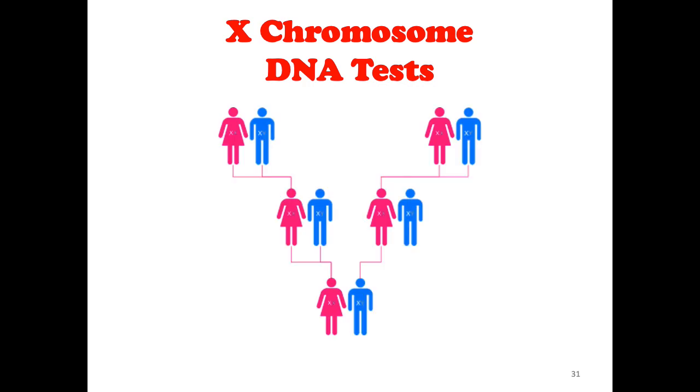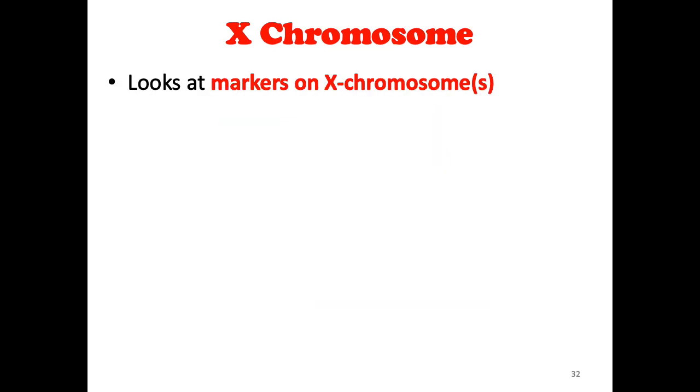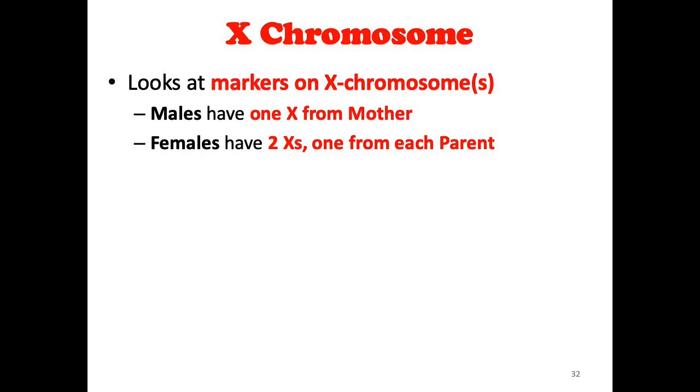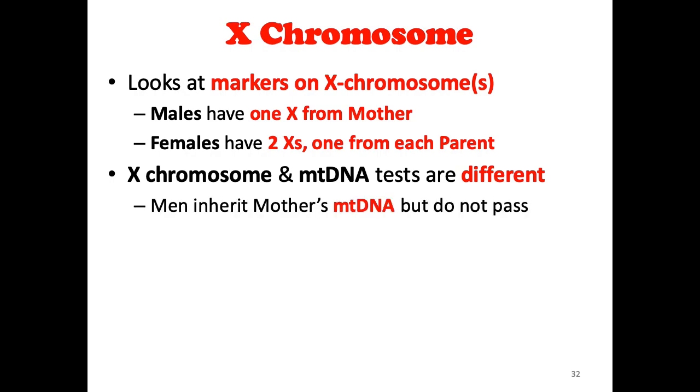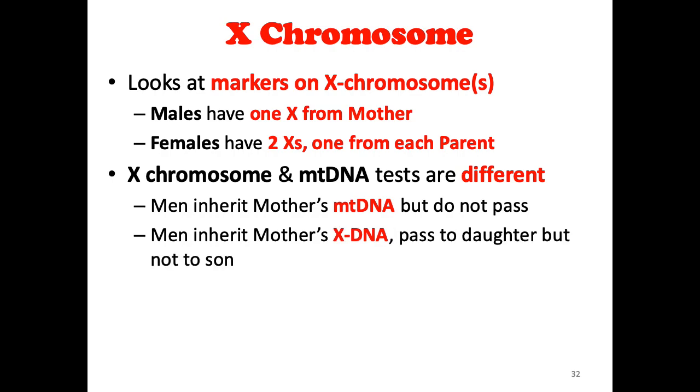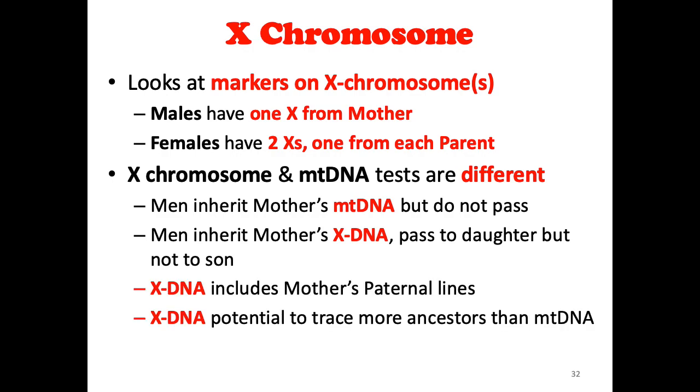Okay, X is very unique because of the inheritance pattern. It's different between males and females. Males get the one X from their mother, females get two, one from each parent. And it's not the same as the maternal or mitochondrial test. It's a completely different test. So a lot of people confuse the two, but don't do that in your own mind, okay? And men inherit their X, and they pass it on to their daughters, but not to their sons, okay?